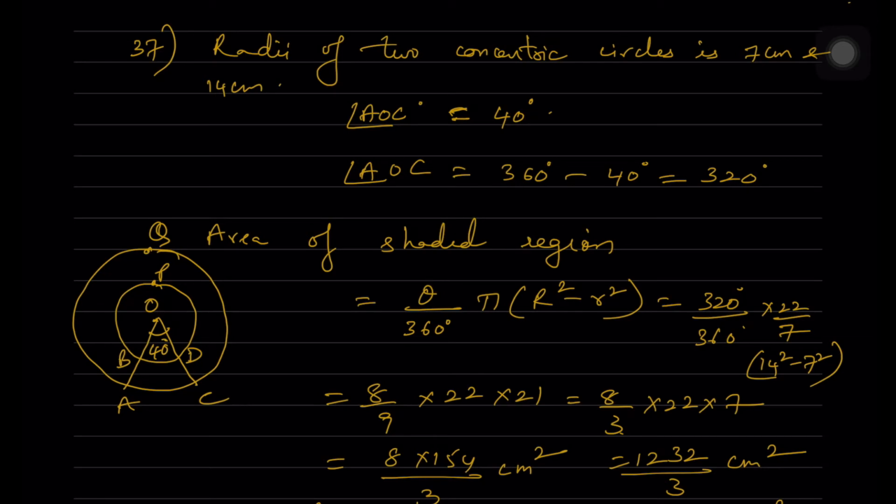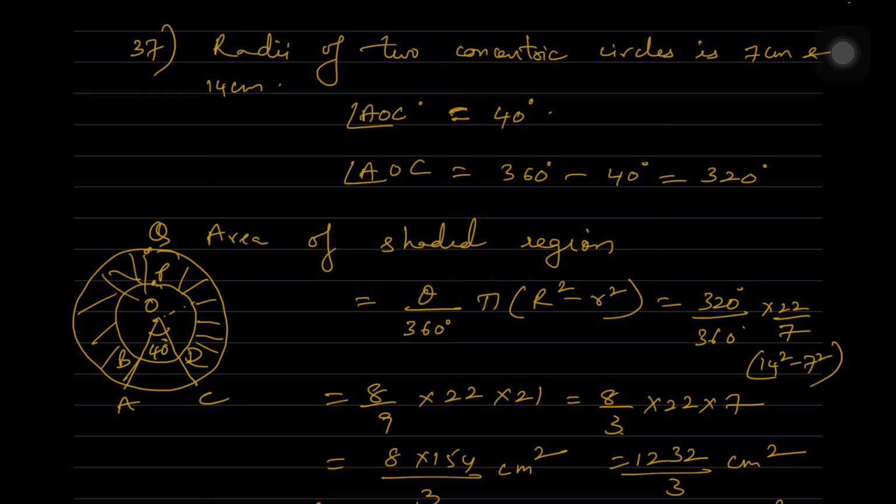So radii of two concentric circles is 7 centimeters. For the smaller one it is 7, that is OD is equal to 7, and for the larger one OC is equal to 14. Now angle AOC is equal to 40 degrees. So angle AOC is a reflex angle, so therefore it is equal to 360 minus 40 degrees, which is equal to 320 degrees. So area of shaded region is equal to, now we have to find out the area of this whole thing that is shaded over here.